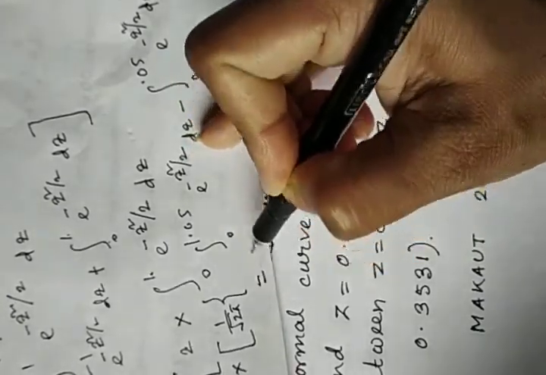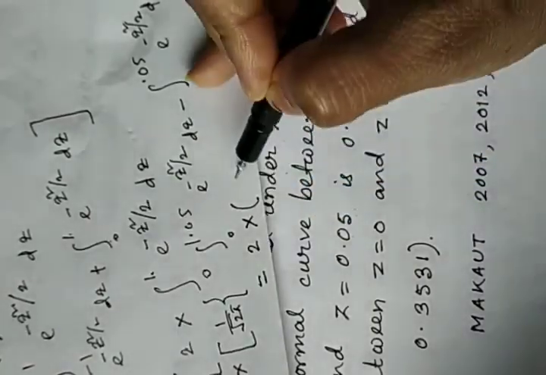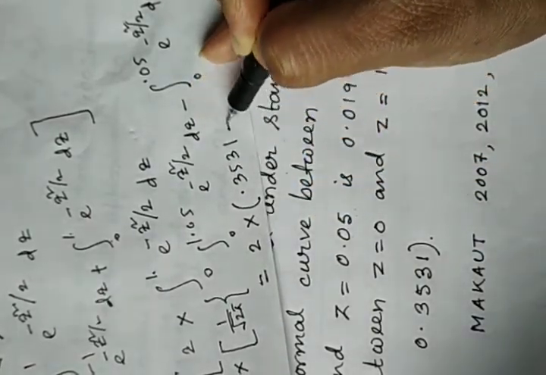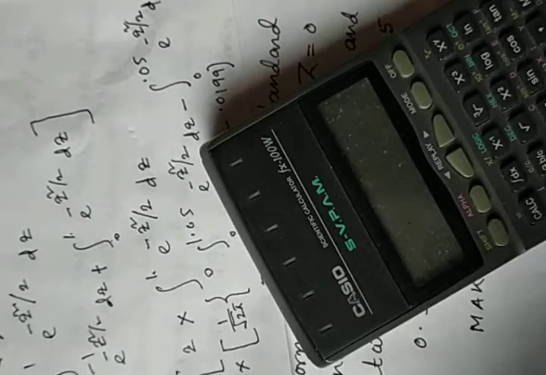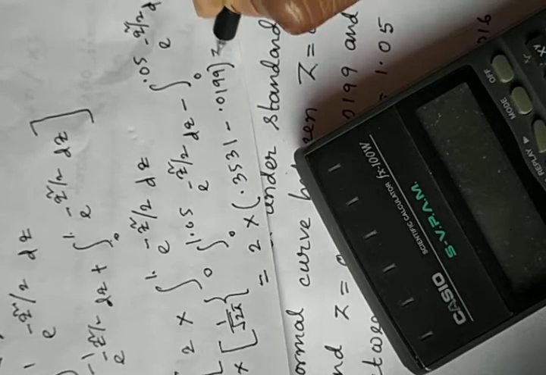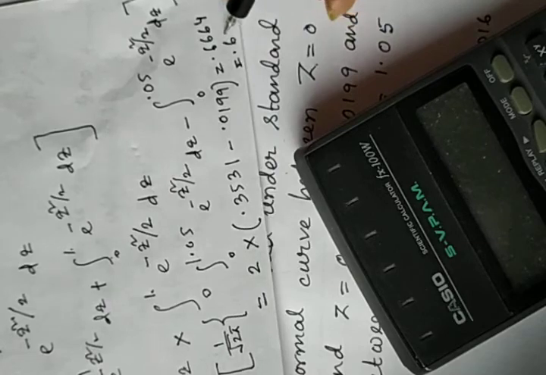So this is nothing but 2 into 0.3531 minus 0.0199. Now if we calculate it, 0.3531 minus 0.0199 is equal to 0.3332, and multiplied by 2 equals 0.6664, which is actually 0.67 if we take 2 decimal places. So this is the answer.